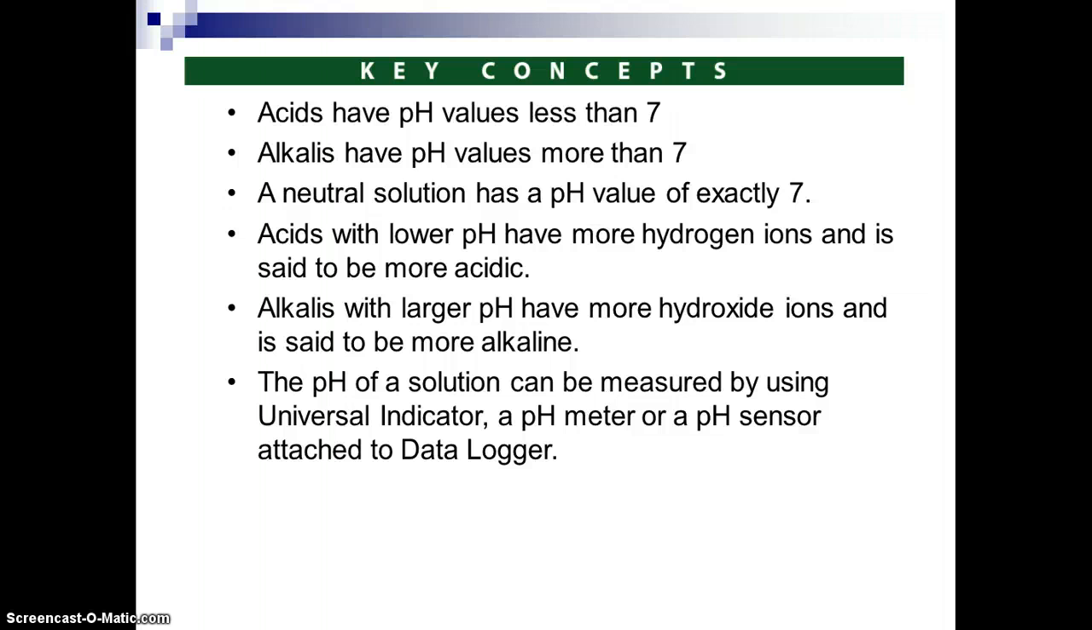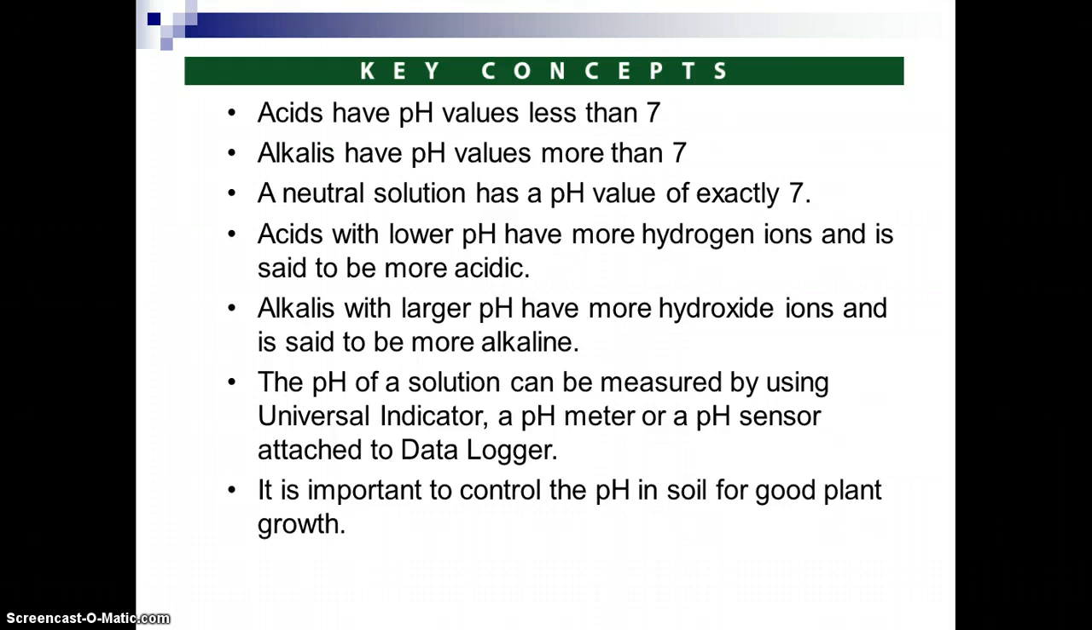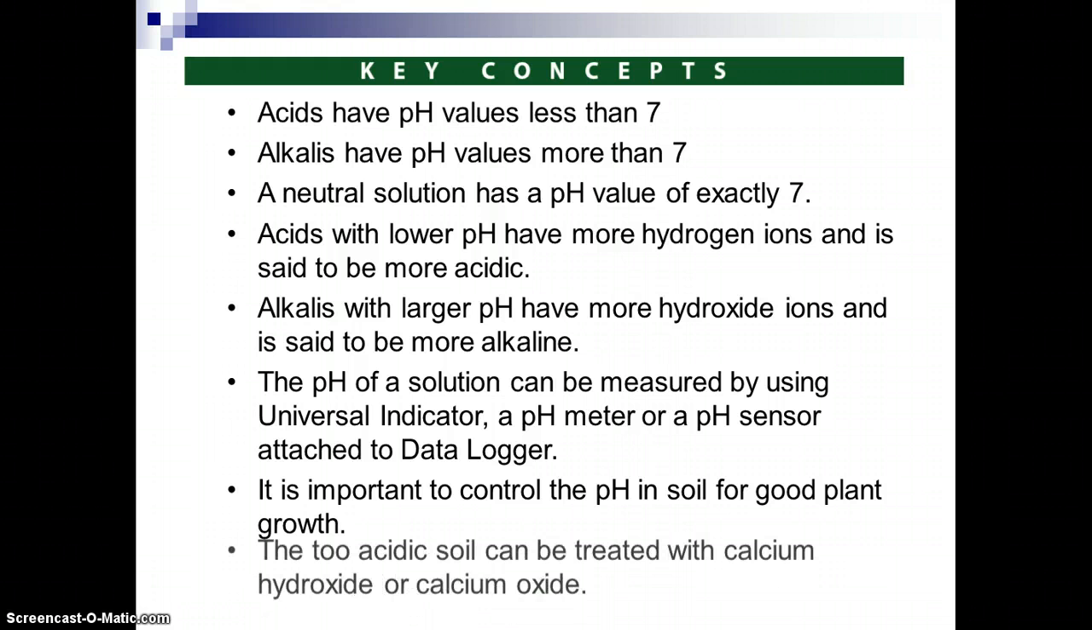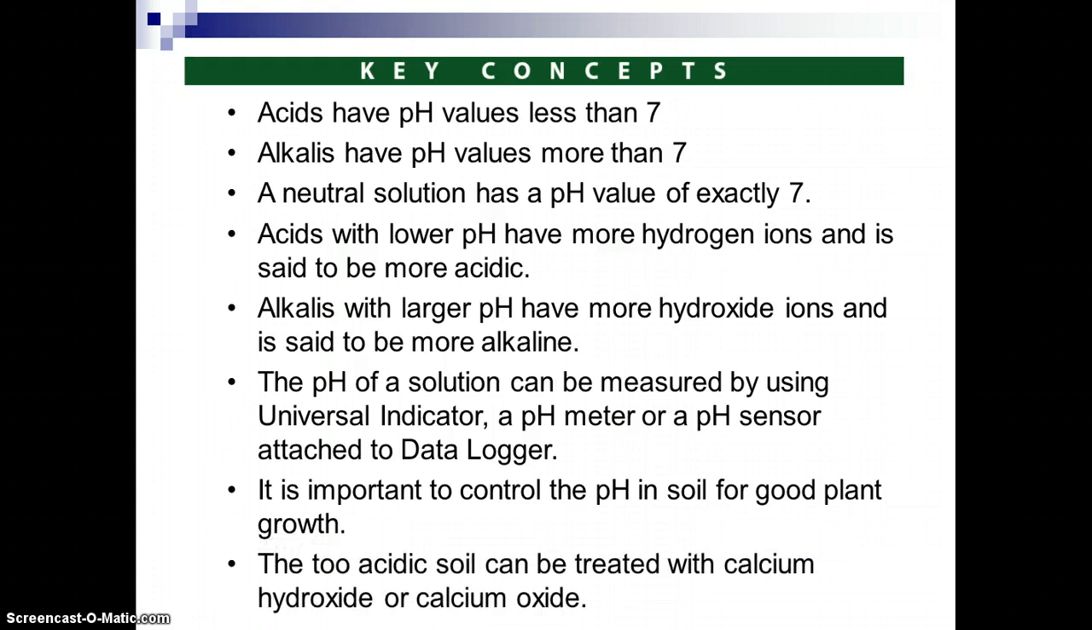The pH of a solution can be measured by using a universal indicator, a pH meter, or a pH sensor attached to a data logger. And it's also very important to control the pH in soil for good plant growth. Acidic soil can be treated with calcium hydroxide or calcium oxide.